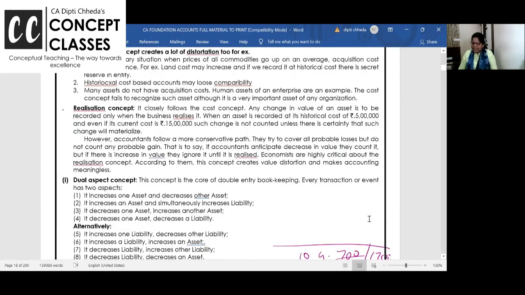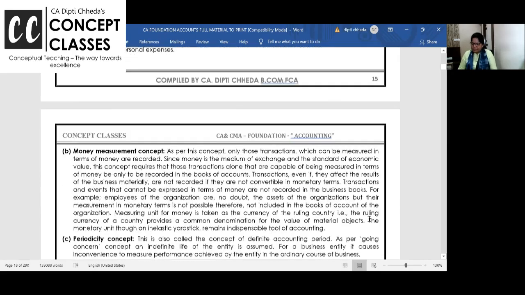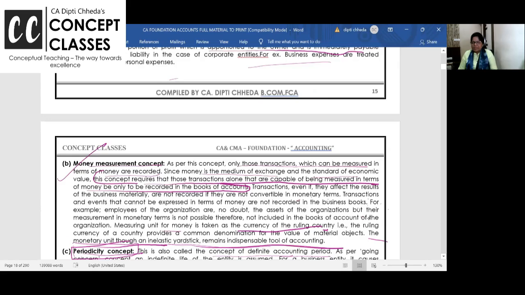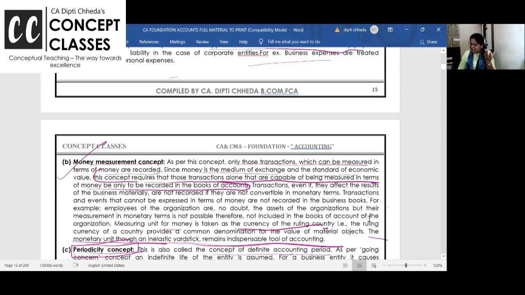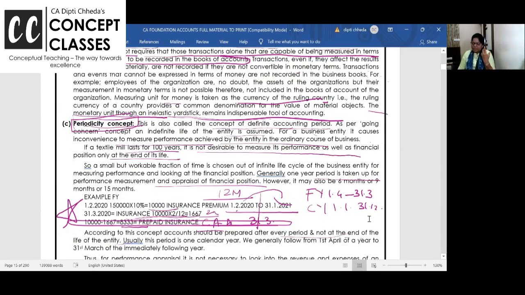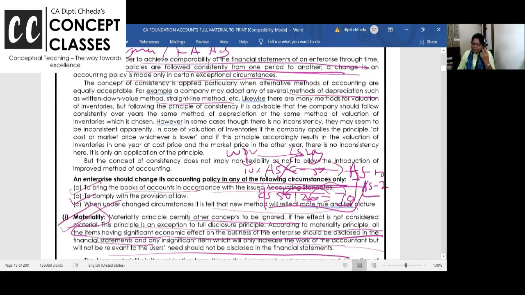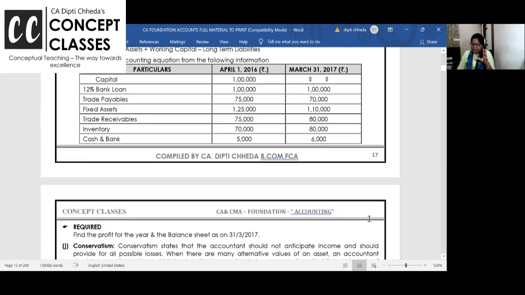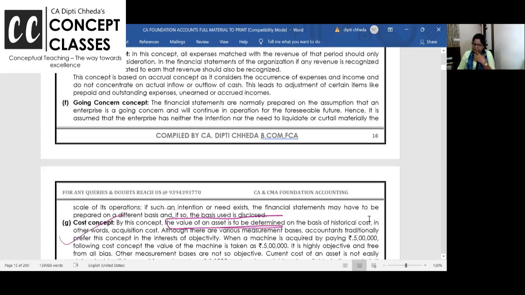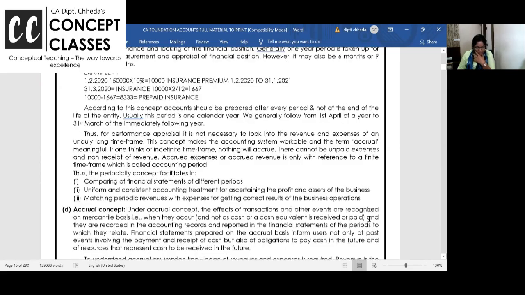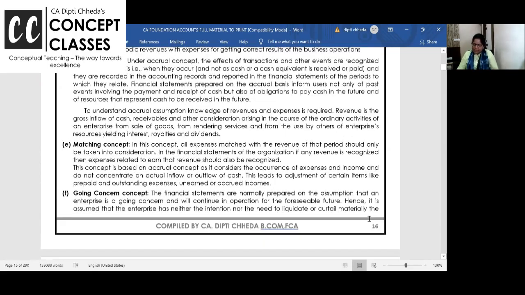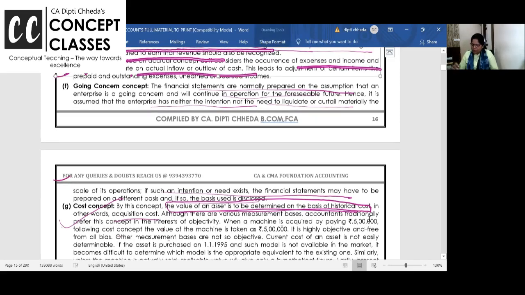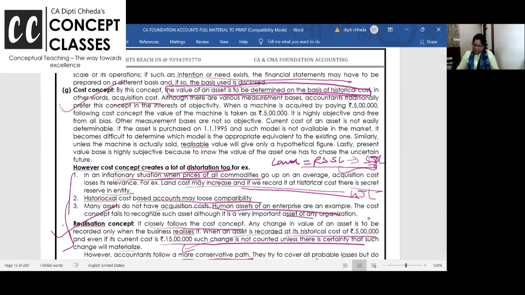Just have a look at the names at least. फिर से एक बार. Business entity concept. Money measurement: only transactions should be recorded in books. Periodicity concept: 12 months transactions should be recorded. Next is accrual and matching. They go hand in hand. Going concern, superb. Cost and realization.